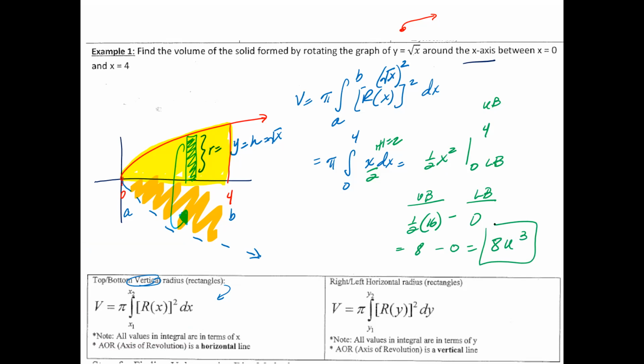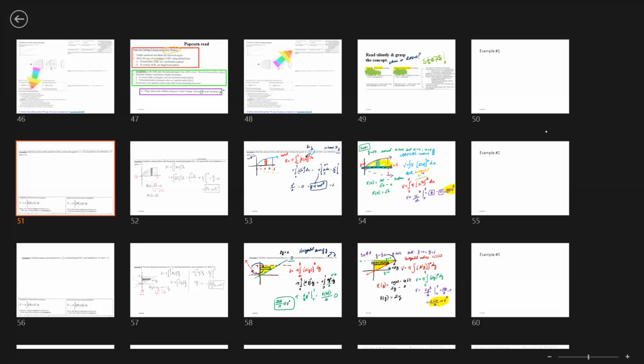Oh, I forgot something. Don't forget your pi, which is right out here. So 8 pi unit cubed. So we'll start out with easy. So far, not too difficult, but it does get more complicated. So just keep that in mind.